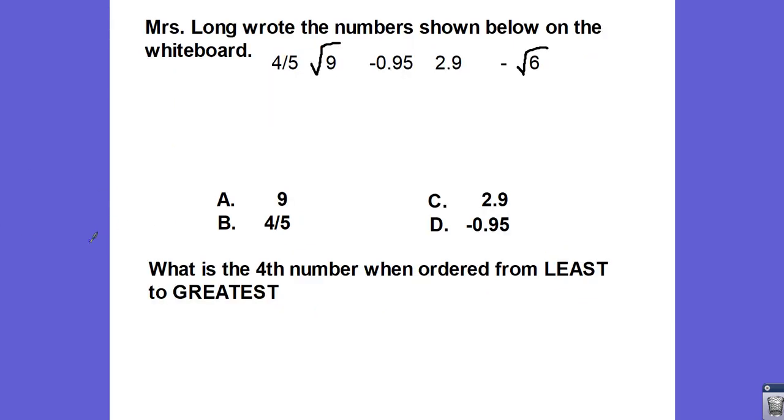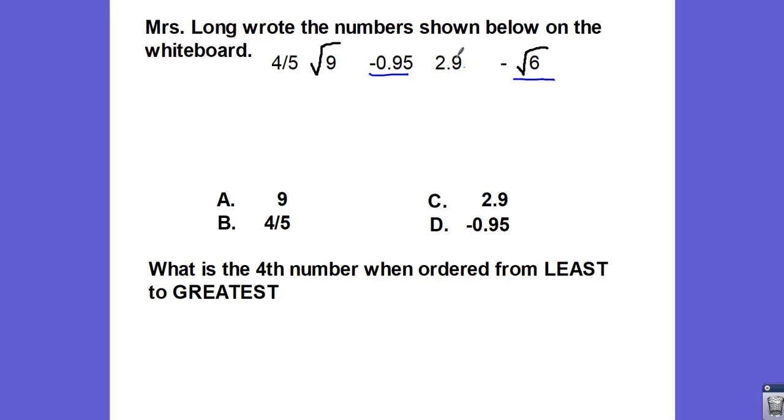Okay? So here's the next one. Oh, this one's pretty interesting. It's got a square root in it. It says, Miss Long wrote the numbers shown below on the whiteboard, which is the 4th number when ordered from least to greatest. So in this one, what we need to do is figure out by decimal which ones would be our small ones. Okay? Well, I know this one right here and this one right here are going to be 1 and 2, going from least to greatest. So I really don't have to actually do them to know which one. I know one of them is going to be 1. I know one of them is going to be 2. Okay, so now I just need to look for the rest of them.